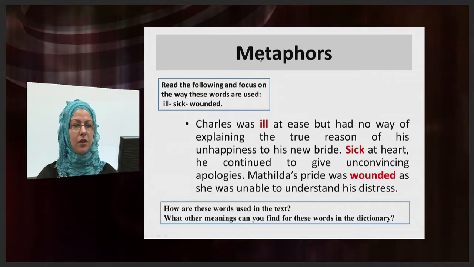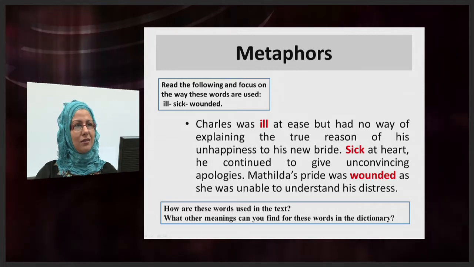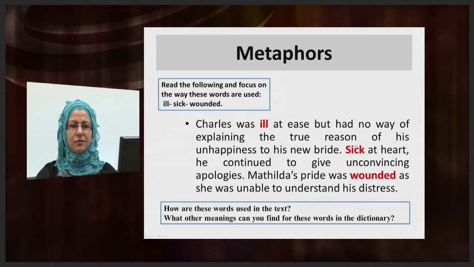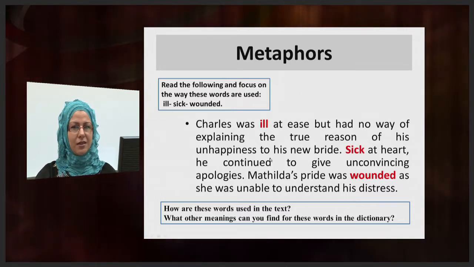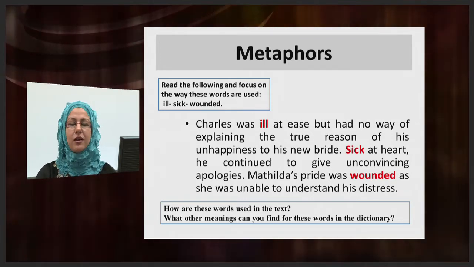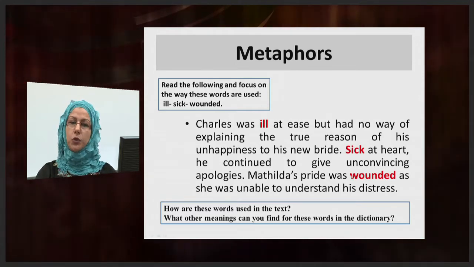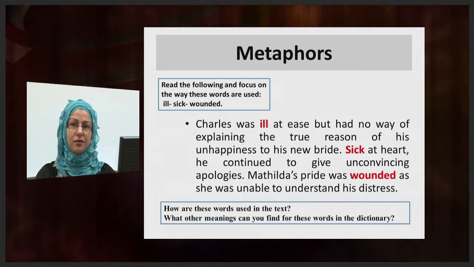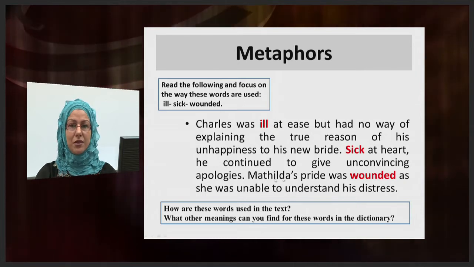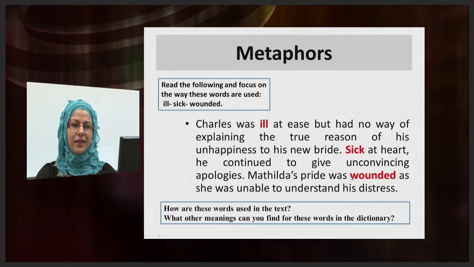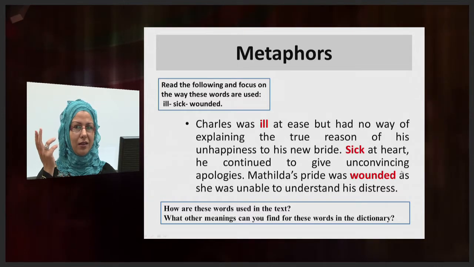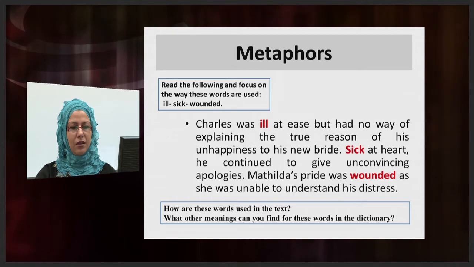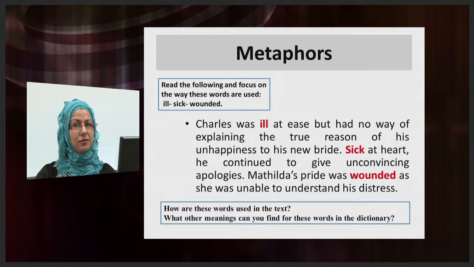Actually, it doesn't seem to be that meaning here. He was ill at ease. He was in an embarrassing situation to a certain extent. Sick at heart. Does this mean that he has a heart disease? Obviously not, if we focus on the whole situation here. Someone having some kind of pain in heart, some kind of a painful feeling. And wounded, does it really have the dictionary meaning of injured, the one we already know? Its use in this sentence shows a bit of different meaning. It's her pride this time that's wounded. So it's obviously a metaphor. It's an imaginary meaning showing another situation. She was embarrassed. She felt pain, as if she were wounded.